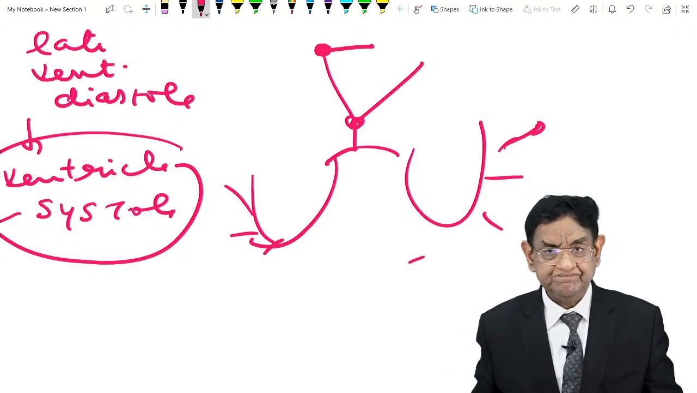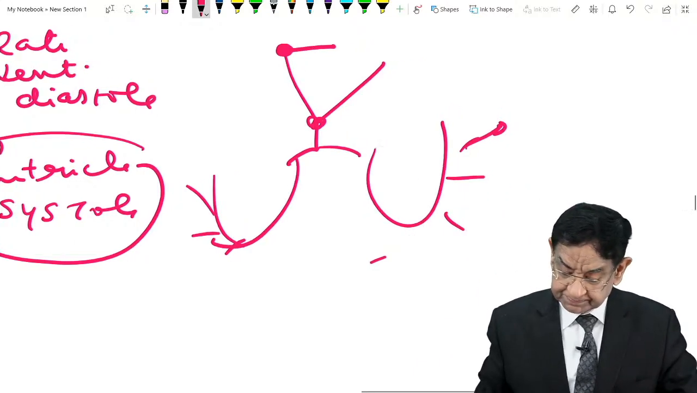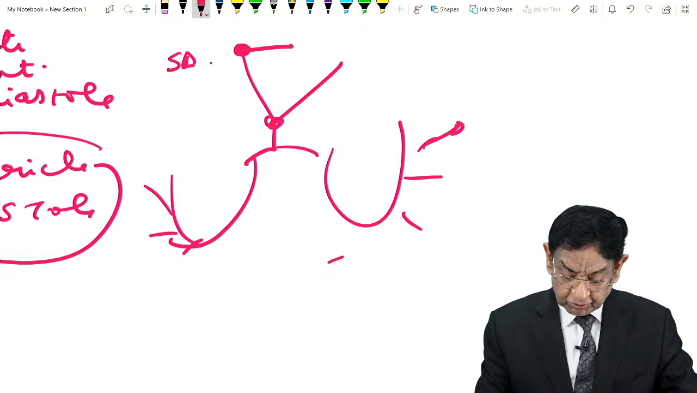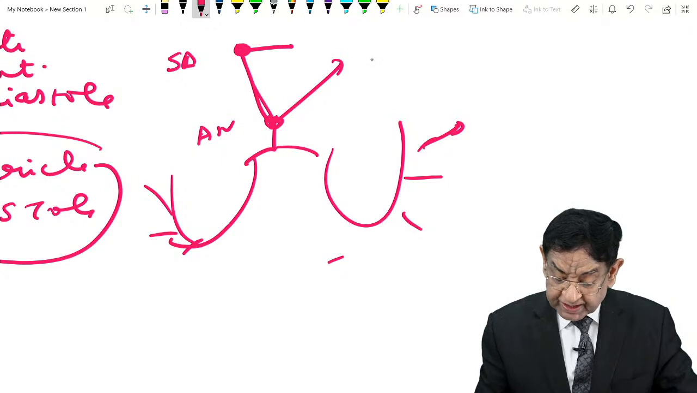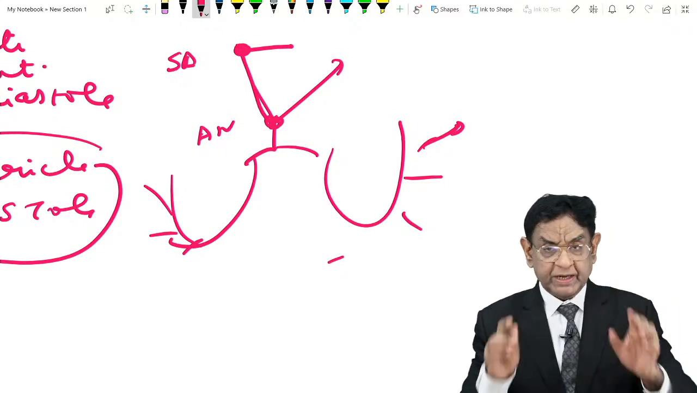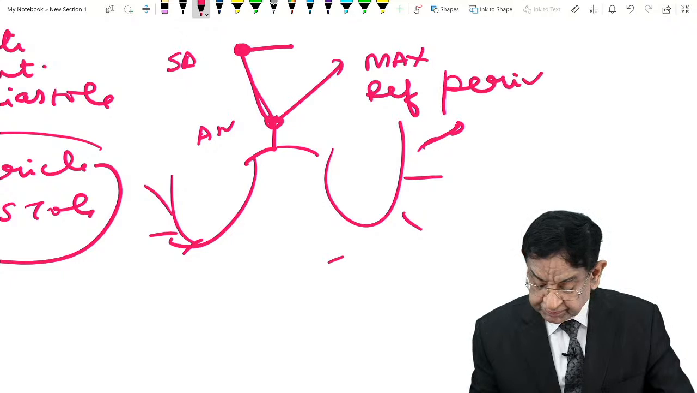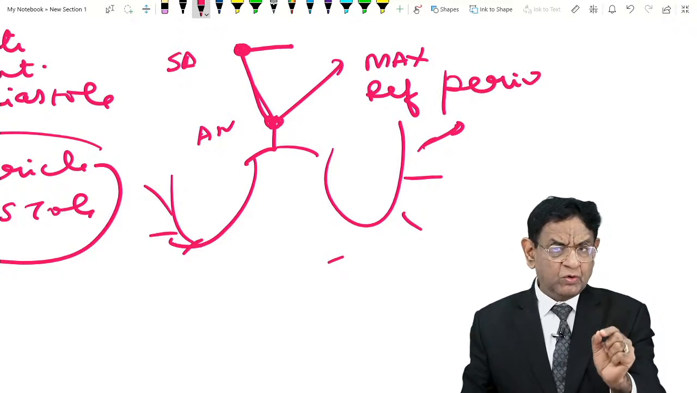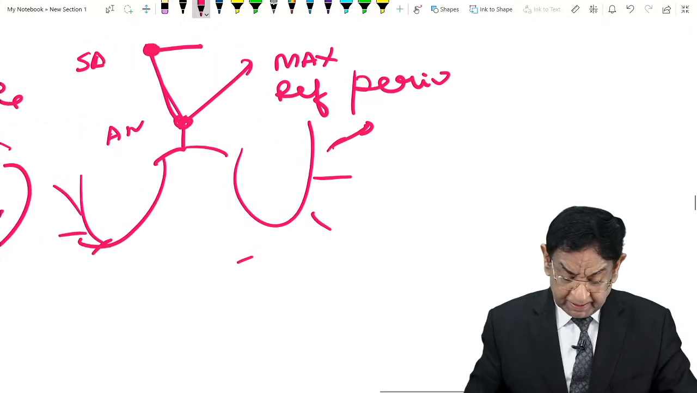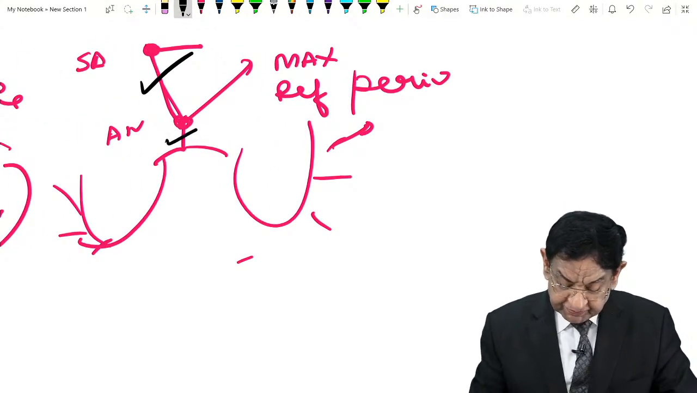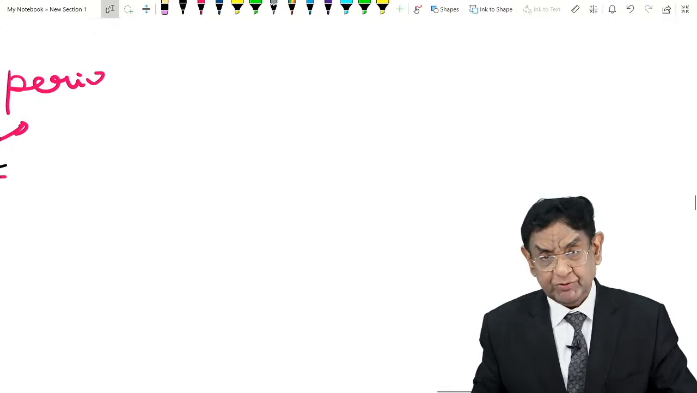The reason is, when the impulse comes from the SA node to the AV node, it comes very fast. But at the AV node, it takes a lot of time. The AV node has the maximum refractory period. That's why the AV node takes a lot of the time of the PR interval. Remember, this speed is very fast, this is fast, all are fast. This is slow.